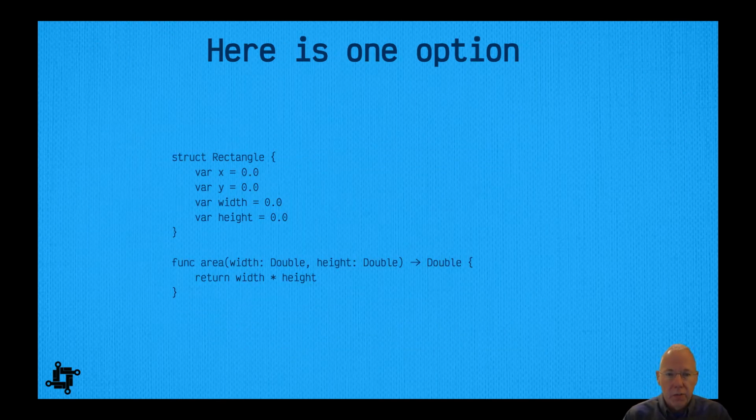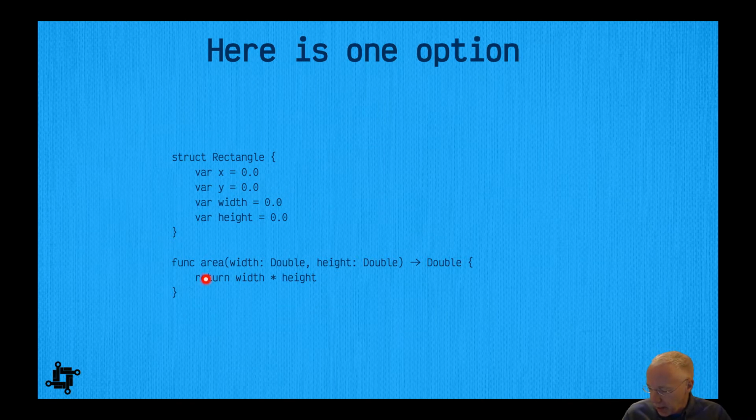In this option, we have the rectangle. And notice we have var x and y. We're going to assume that those are our origin in the top left corner of wherever the rectangle is going to be. And then we have a width and a height. And this is our struct. So we basically have these four elements, and they're basically four doubles.